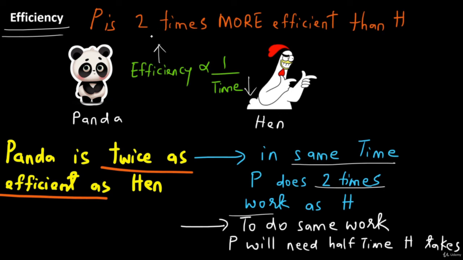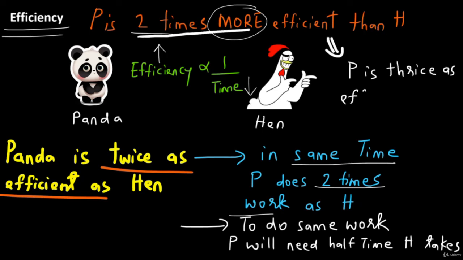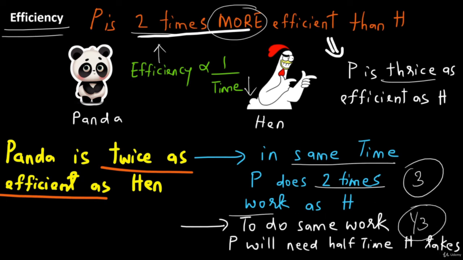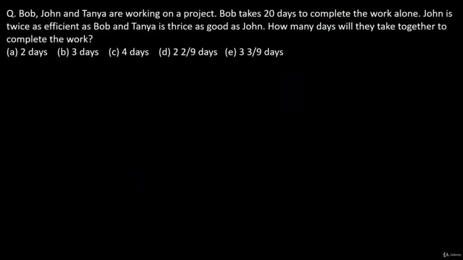So both of these are different. Over here you have 2 times more efficient than hen. This means that panda is thrice as efficient as hen. That is 2 times more. That is 1 plus 2, which is equal to thrice, or 3 times as efficient as hen. Now if panda is 3 times as efficient as hen, then in the same time panda would do 3 times the work as hen, and to do the same work panda would need 1 by 3 the time taken by hen. Let's do this question.